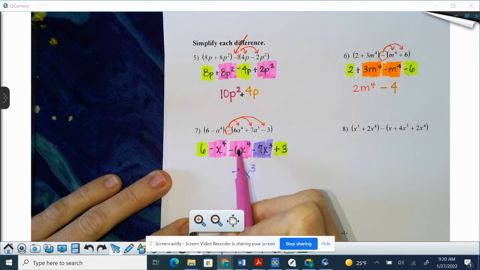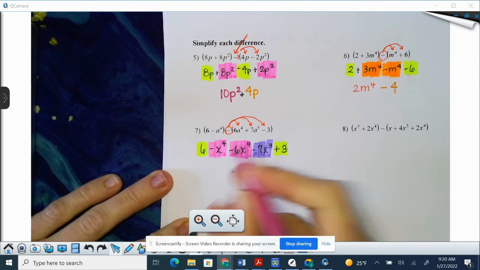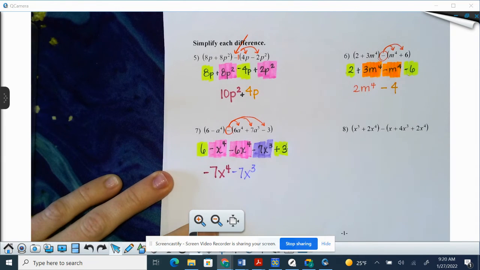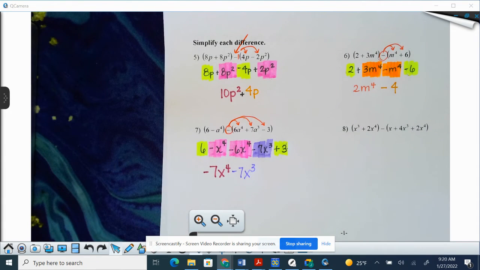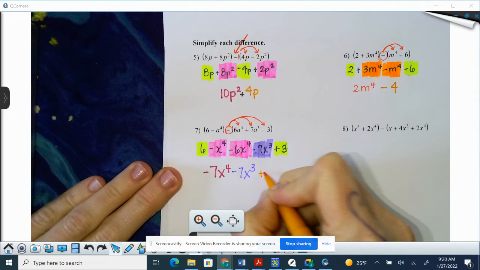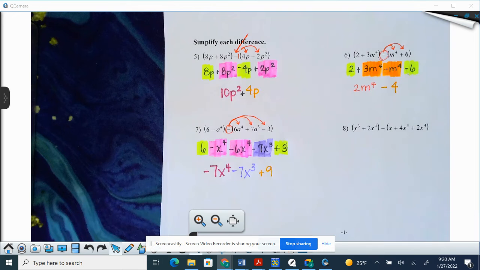That means I spent $1. Then I spent $6. That means I spent a total of $7. And then last but not least, our constants. We had 6 because it's a positive, and then we have 3, so we have 9. So again, really the same thing.